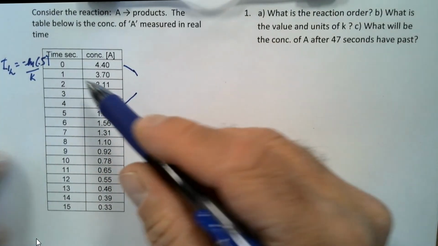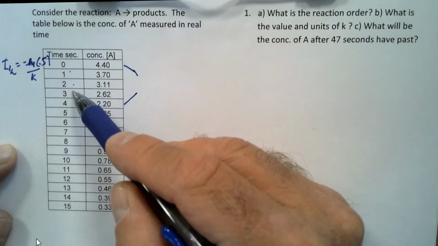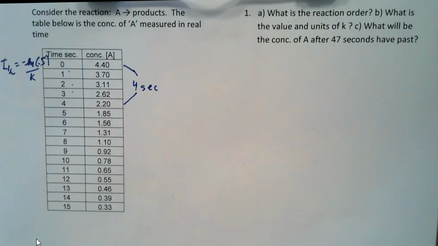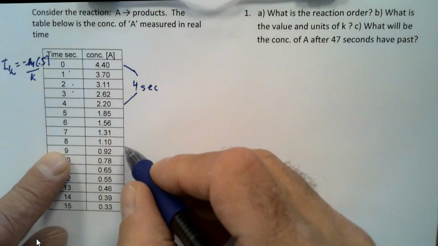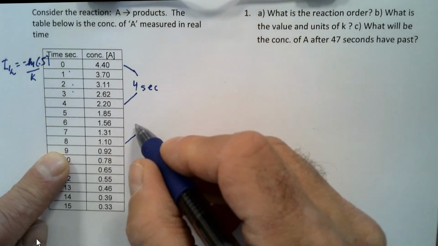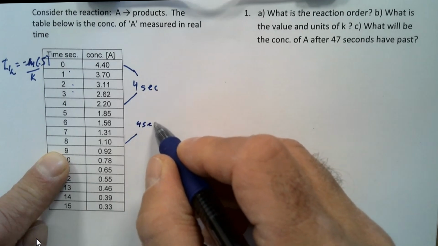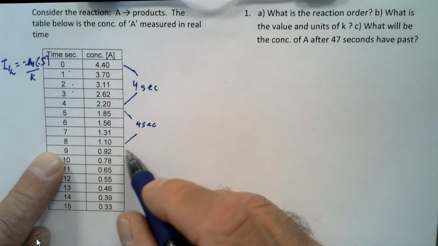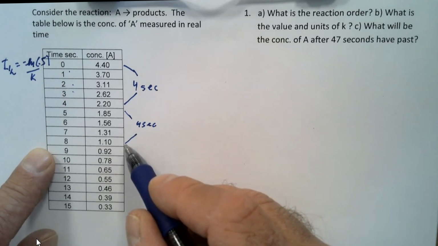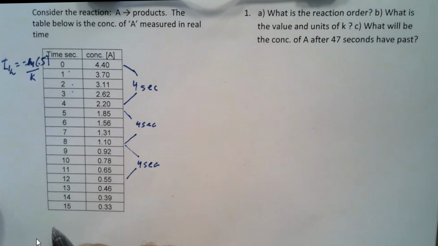And that took what? 1, 2, 3, 4 seconds. What would be 4 seconds later? That's down here at 8, right? What's curious about 1.1? It's another half of 2.2. Absolutely. And half of 1.1, that would be 12 seconds later. So what I'm seeing is a constant half-life.